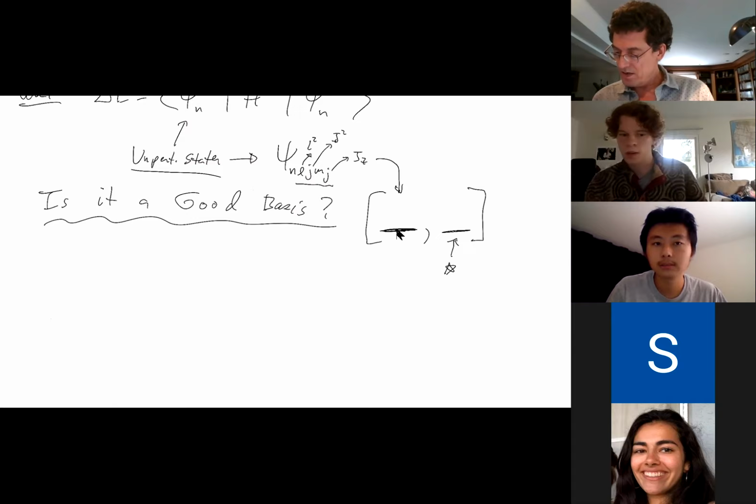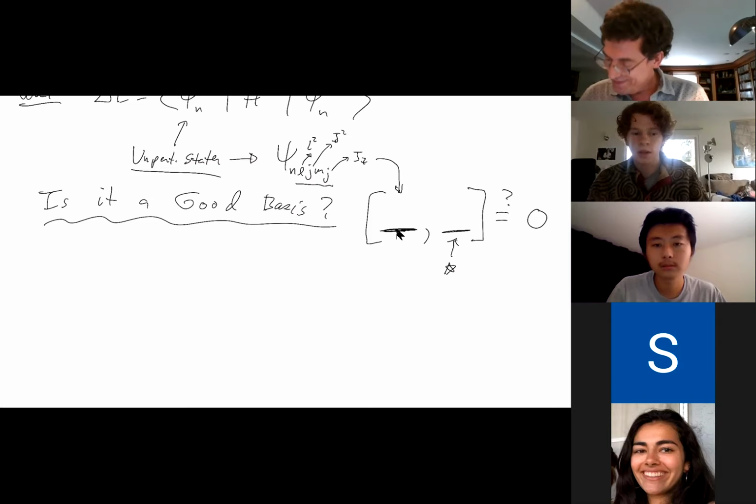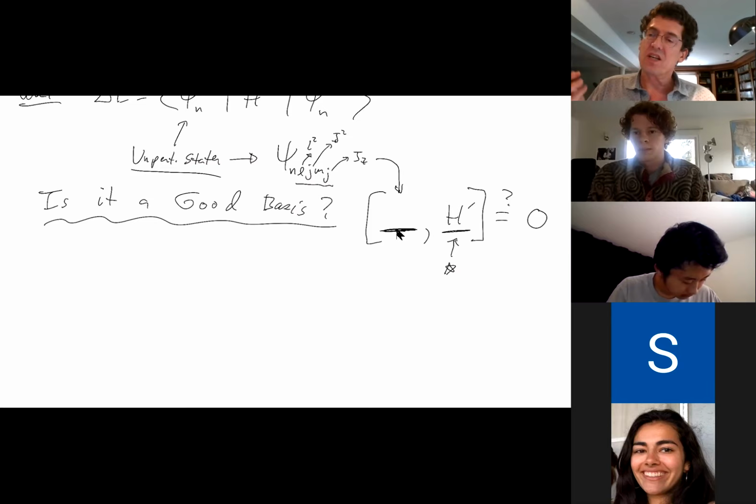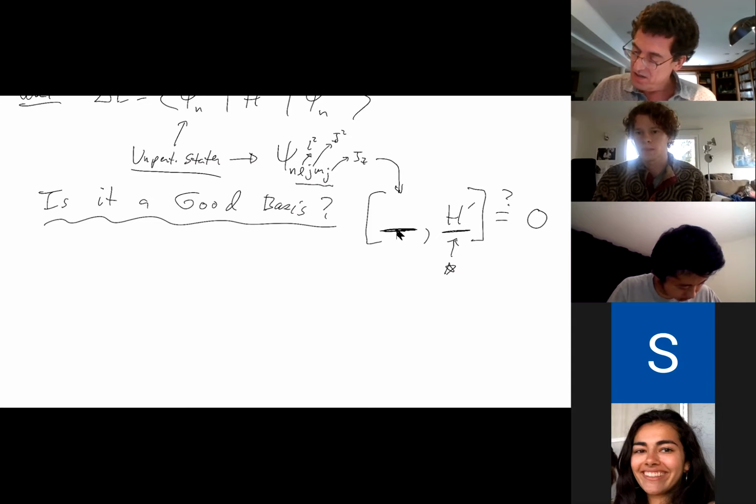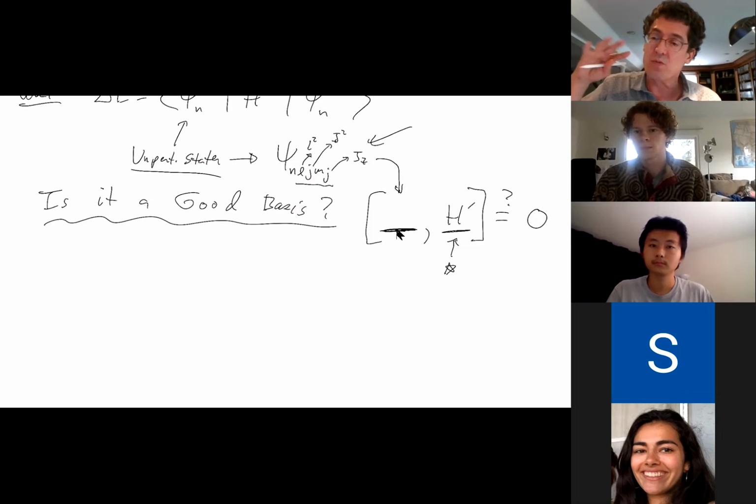Is it the same one as before, the Zeeman? Yes, exactly. To see if something is a good basis, you look at the operators that enumerate the degenerate subspace, which are these guys, and you ask, do they commute with the perturbation? If they do, then it's a good basis. That is the trick that we did last time. That was that little linear algebra theorem that we proved.